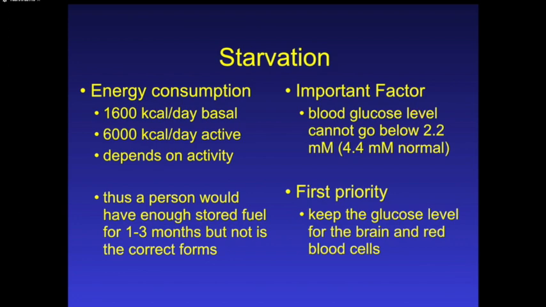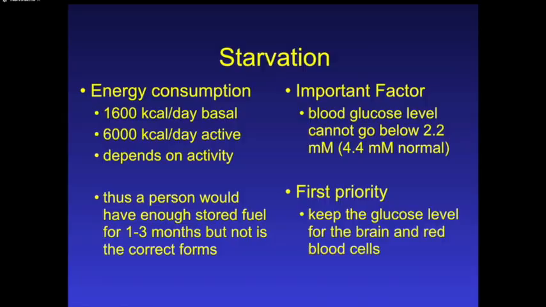Here's the important factor: blood glucose levels cannot go below 2.2 millimolar. Normally it's 4.4 millimolar, and a lot of times hospitals won't use these particular concentrations. They'll use milligrams per deciliter, or 100 mils, to measure that. Our first priority, again, is to keep glucose going to the brain.